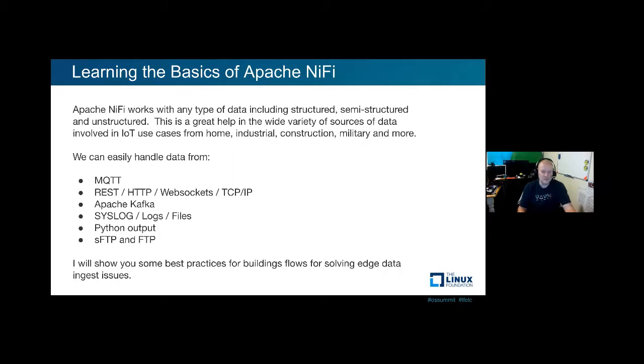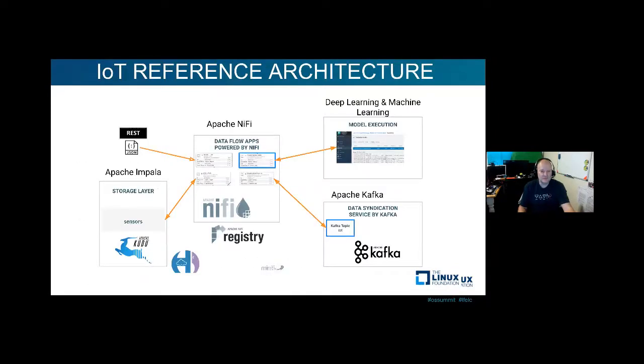Today we'll cover a couple of different common data sources that you get from IoT, things like MQTT, REST and web and internet sockets, and Apache Kafka, which is one of the messaging buses. I'll show you how we interact with files and different types of logs, and outputs from Python, which could be running on devices. When we're transferring files from different servers or devices, we often use something like FTP. And I'll show you some of the best practices when you're building these flows so you can solve any of the issues you might be having right now with edge data ingest.